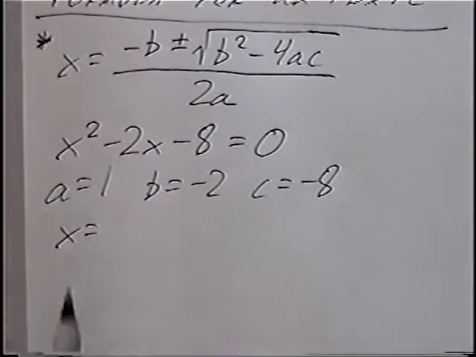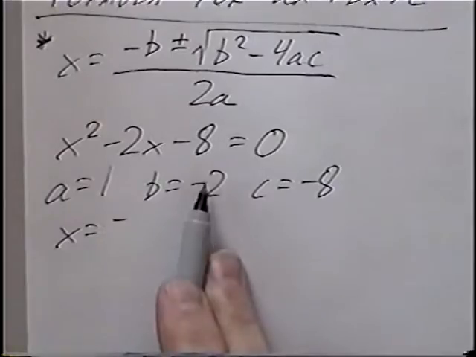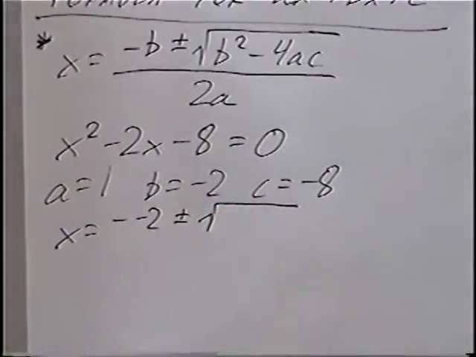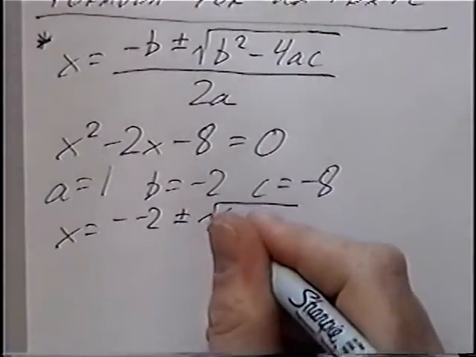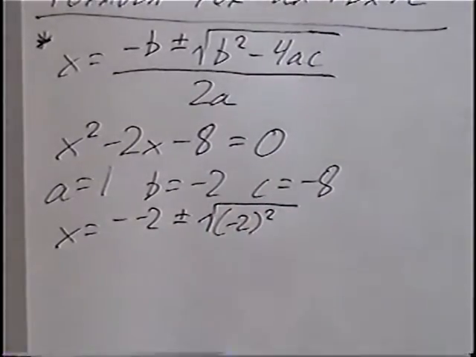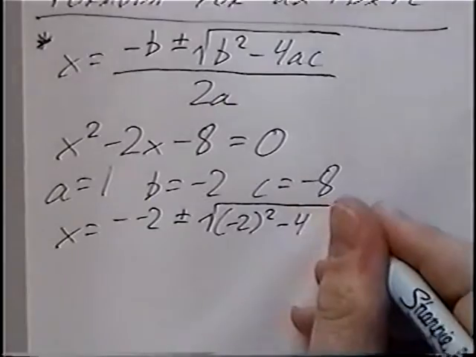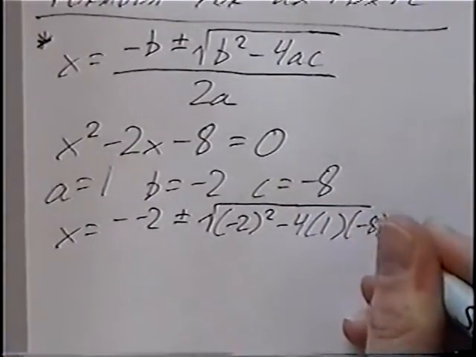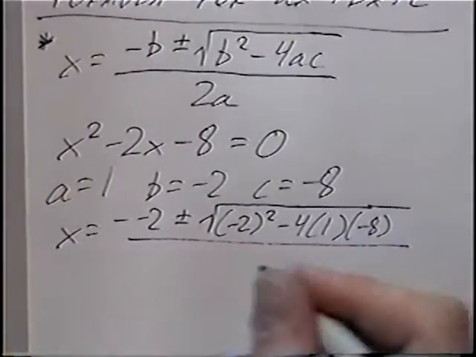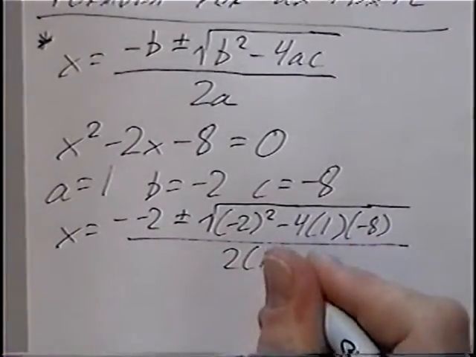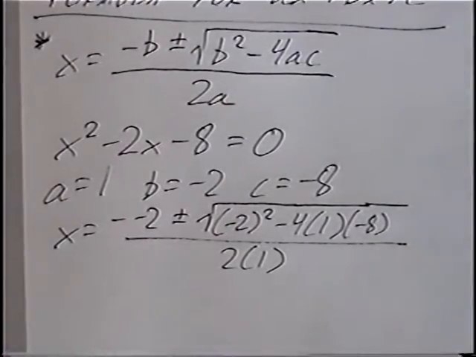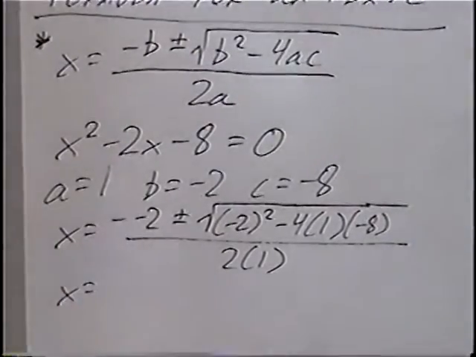Solving the question, negative b would be negative 2, plus or minus b squared. B is negative 2 to the second power, minus 4 times a, which is 1, times c, which is negative 8, divided by 2 times a, which is 1. So taking the three numbers, we can plug it into the equation and then solve from there.